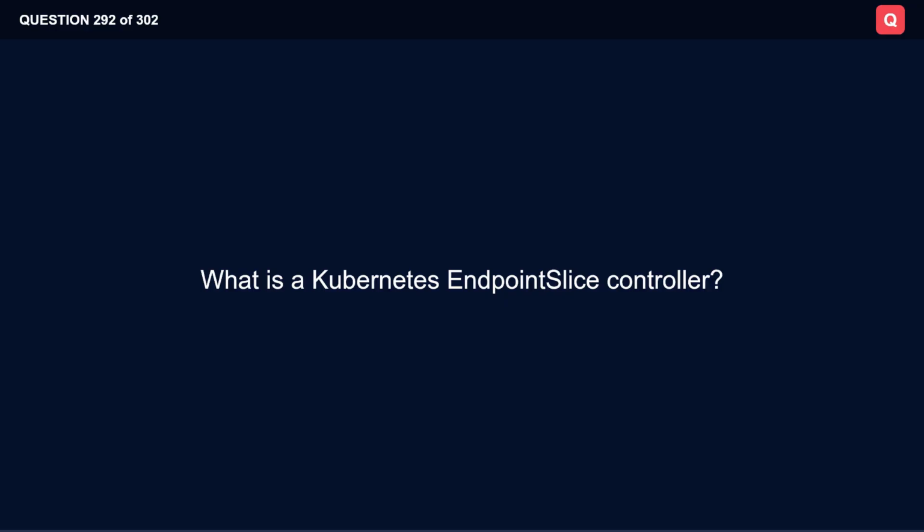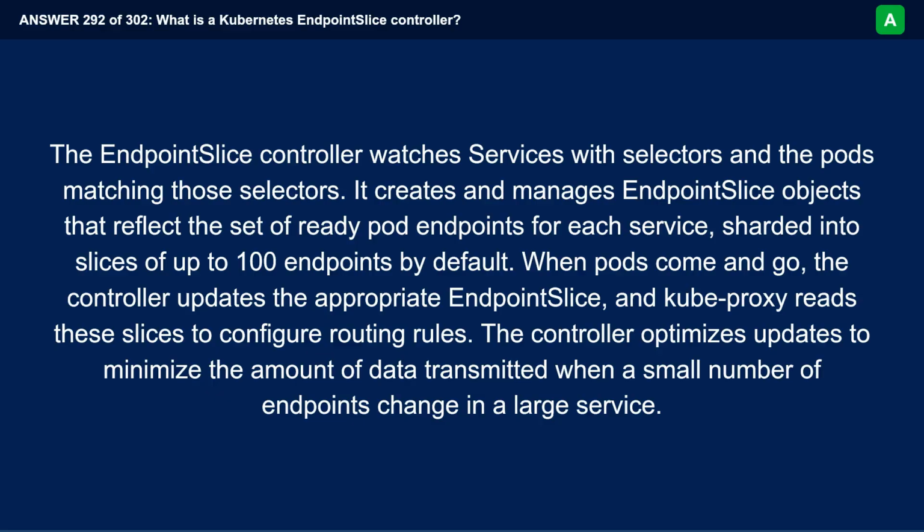What is a Kubernetes endpoint slice controller? The endpoint slice controller watches services with selectors and the pods matching those selectors. It creates and manages endpoint slice objects that reflect the set of ready pod endpoints for each service, sharded into slices of up to 100 endpoints by default.